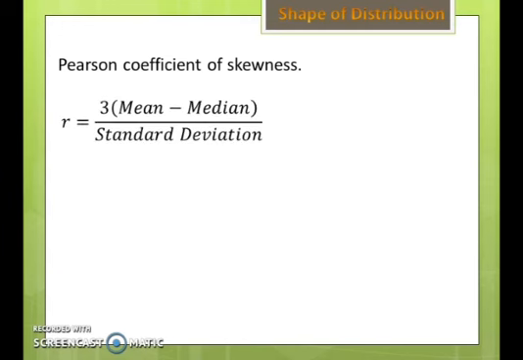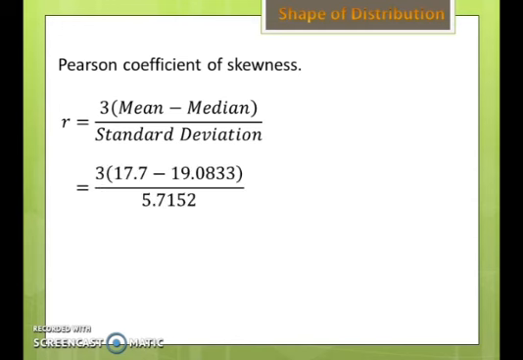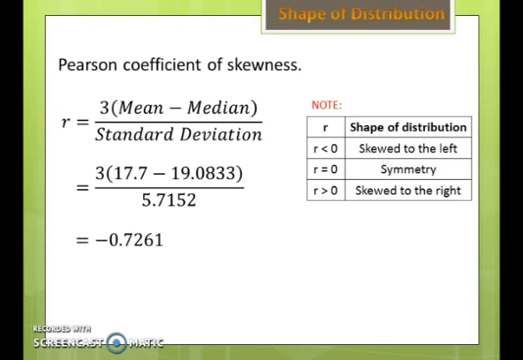Now let's look at how to determine shape of distribution. Shape of distribution is determined by using Pearson coefficient of skewness, which is denoted by R and is given by this formula. To find R, substitute the value of mean, median, and standard deviation into the formula and calculate the value. Since R is less than 0, the distribution is skewed to the left.